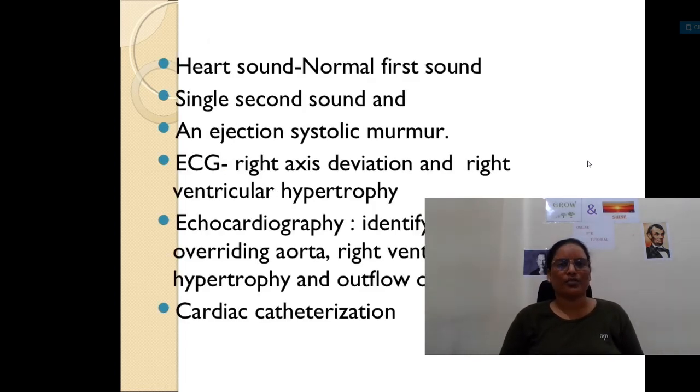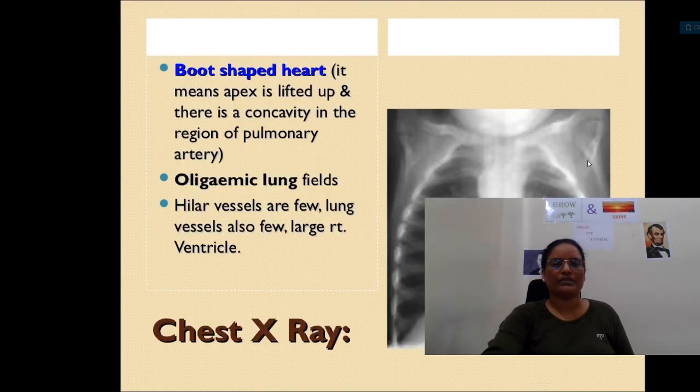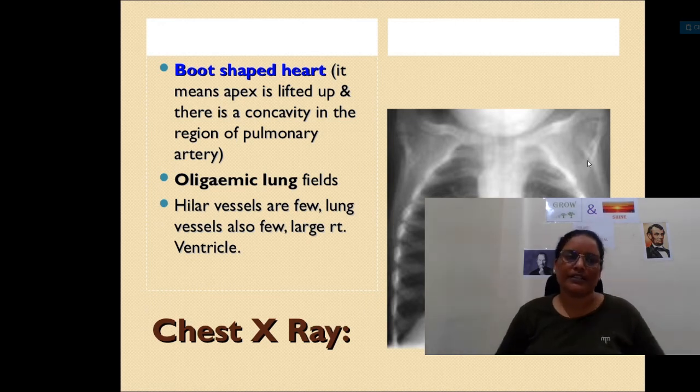Then heart sound: normal first sound, single second sound, and an ejection systolic murmur, which means an abnormal sound we can hear with the help of a stethoscope, beginning at the first heart sound or before the second heart sound. ECG shows right axis deviation and right ventricular hypertrophy. Echocardiography identifies the large overriding aorta, right ventricular hypertrophy and outflow obstruction. Then cardiac catheterization is done here to know the position of the organs and internal organs of the heart.